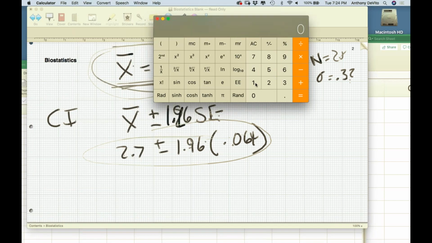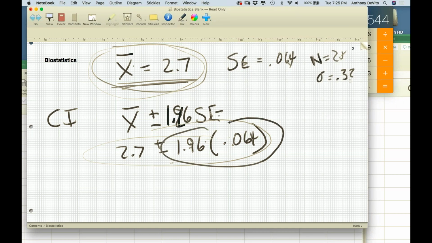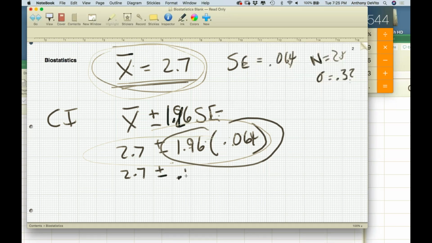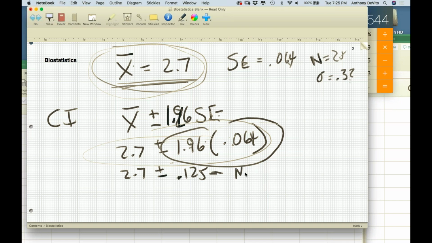Okay, so my confidence interval is going to be 1.96 times 0.064. That's equal to 0.125. Now that number, that 0.125, is 1.96 times 0.064. So 2.7 plus or minus, what was that number now? That number was 0.125. I just multiply those two out. Well, I'm going to give that number a new name. I'm going to call that the margin of error. I'm going to add and subtract this margin of error from my 2.7, right?